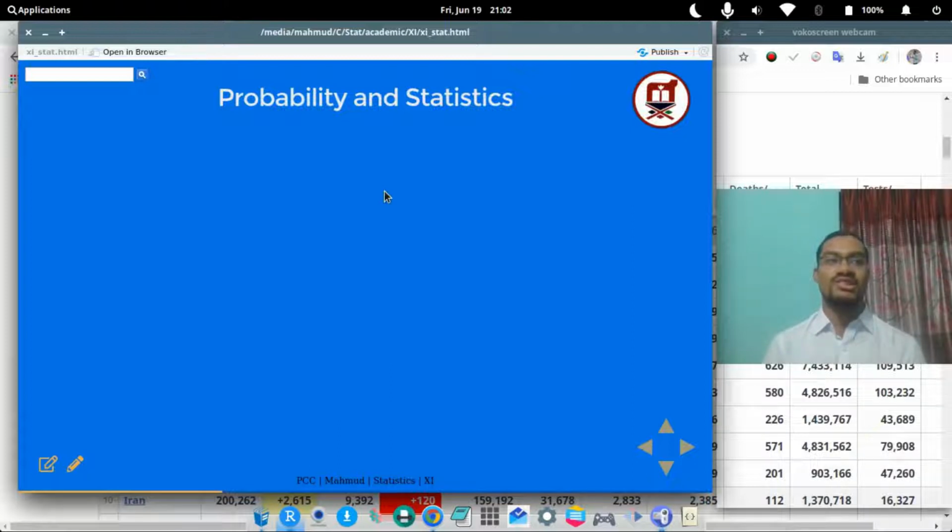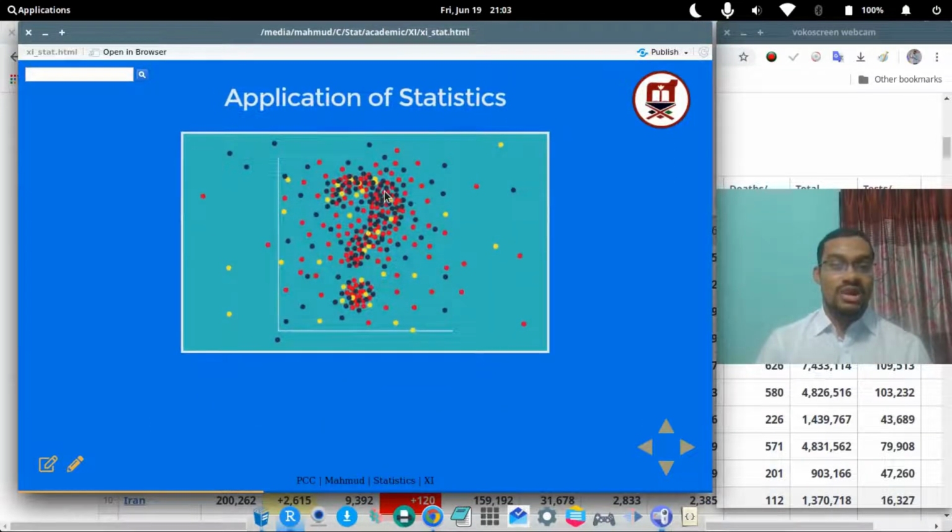We don't know exactly whether it will rain tomorrow or not. We don't know the outcomes of the share market, and many other things which we'll see shortly. So these two seemingly unrelated fields actually are not unrelated at all. They are inseparably related. Now let's consider some examples of applications of statistics.